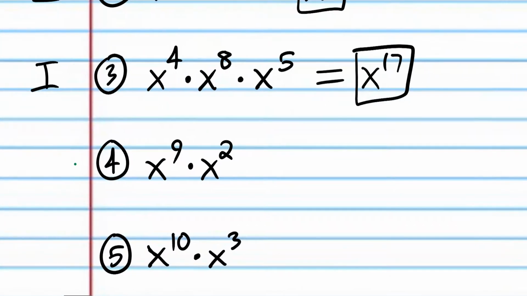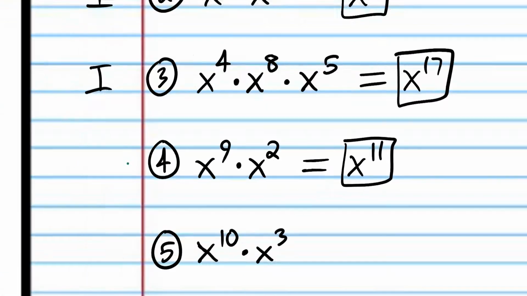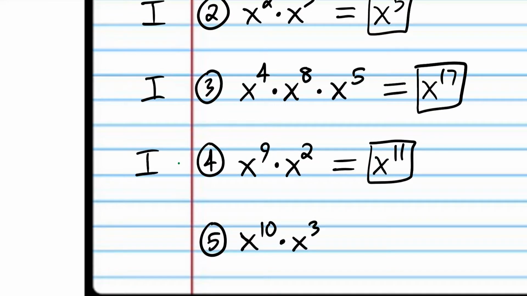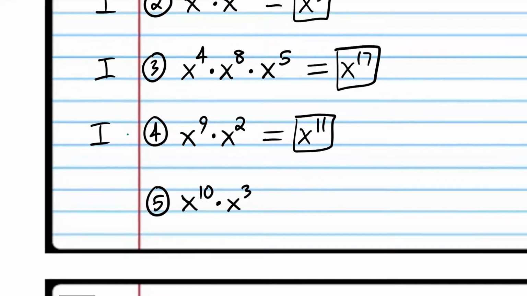All right, we're back. So add those powers, and you get x to the 11th power, and that is Roman numeral 1. So if you got that answer, good job. Try number 5, and when you come back, we'll do it together.